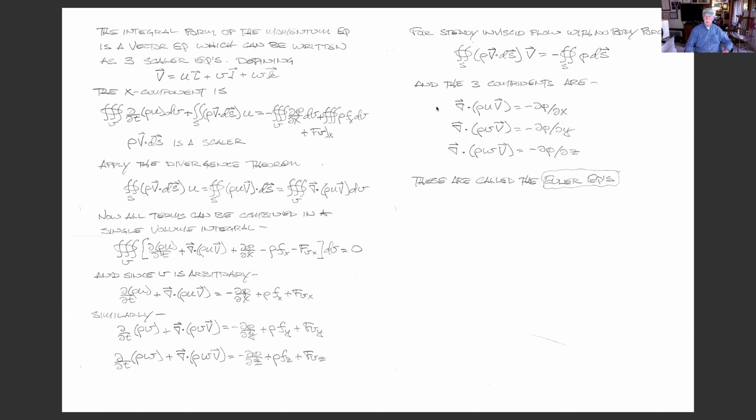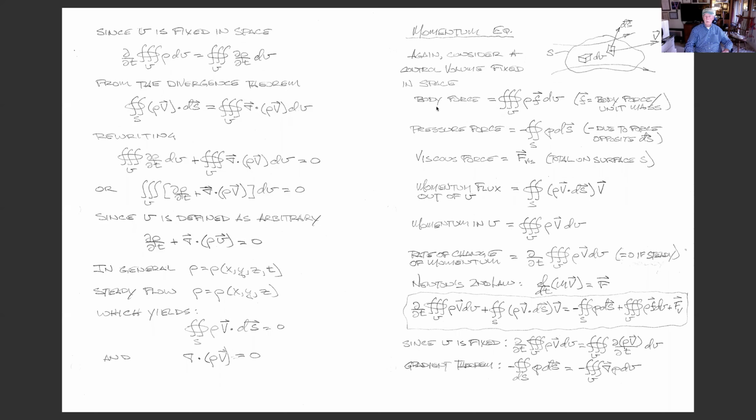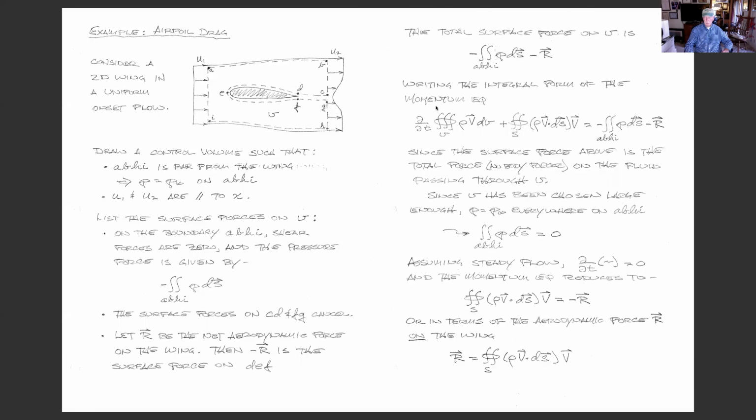Then for completeness, I'll stop here. We wanted to do a problem. We had momentum and continuity, and that lets us solve a lot of problems. This is, again, a very nice example of drawing a control volume and getting an answer.